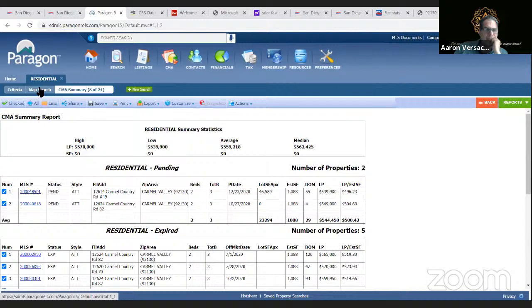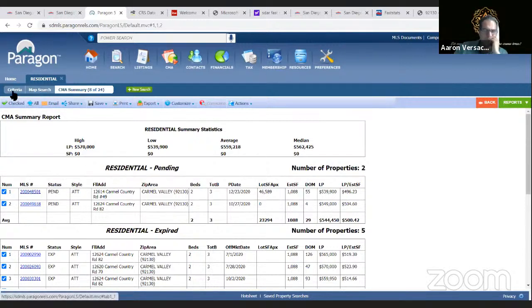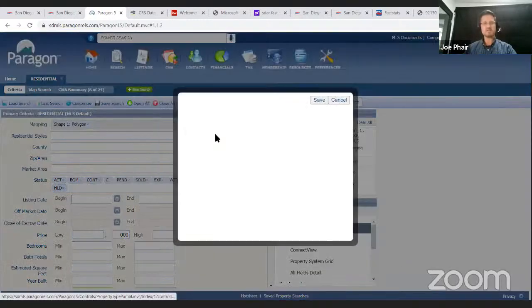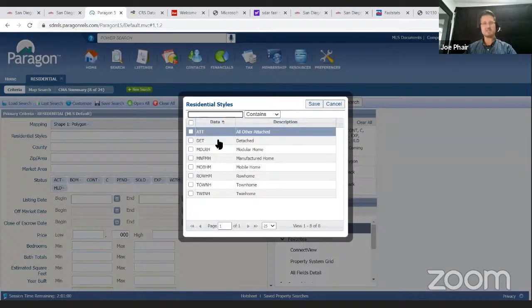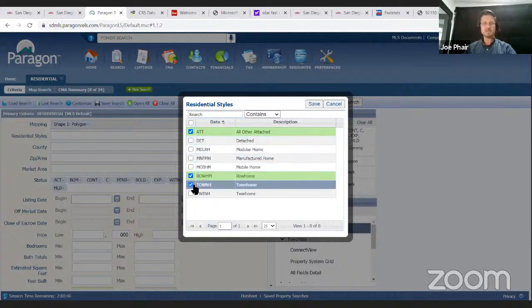What's the style, attached? So that's another thing. Good on you. The different styles, different housing types: attached, detached. So detached would be like a single family home. A lot of agents list their properties under different types, so if you're looking at condos, you would hit attached, row home, townhome, twin home.